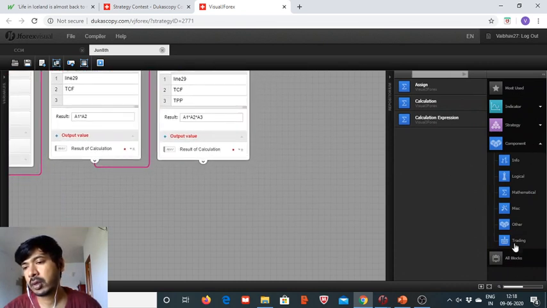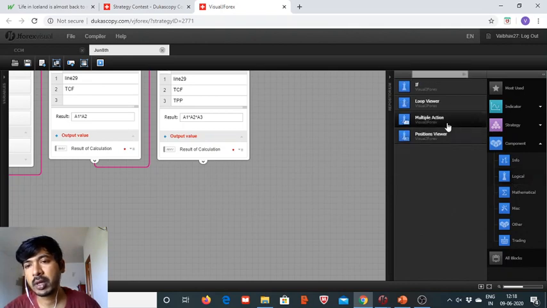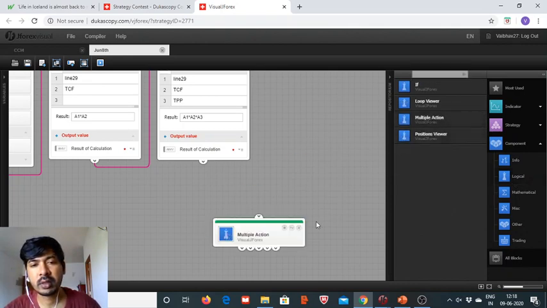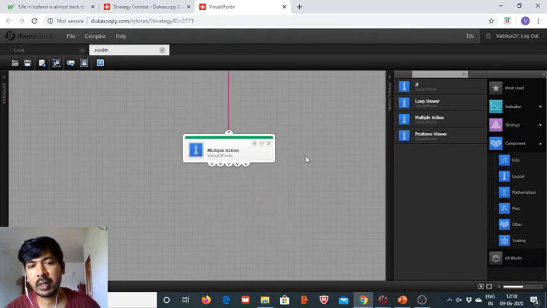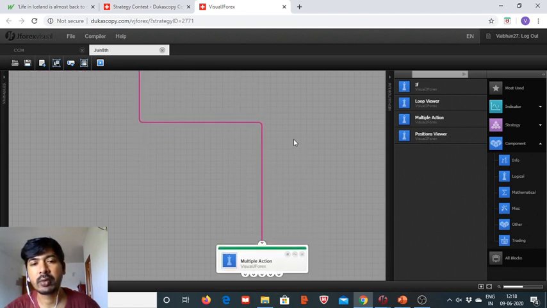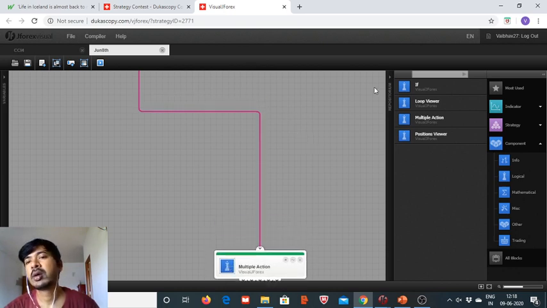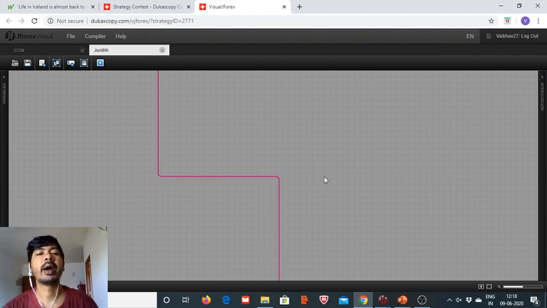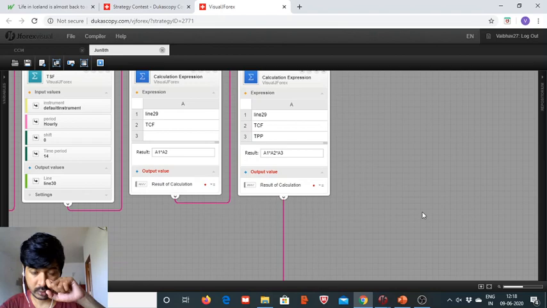Now we need to find the logical component for multiple action. Just as a precaution, we will leave a row empty just in case later on if we want to do optimization, or if we are needing to add some fresh conditions, we will have the space to add the blocks of the indicators or the calculations.